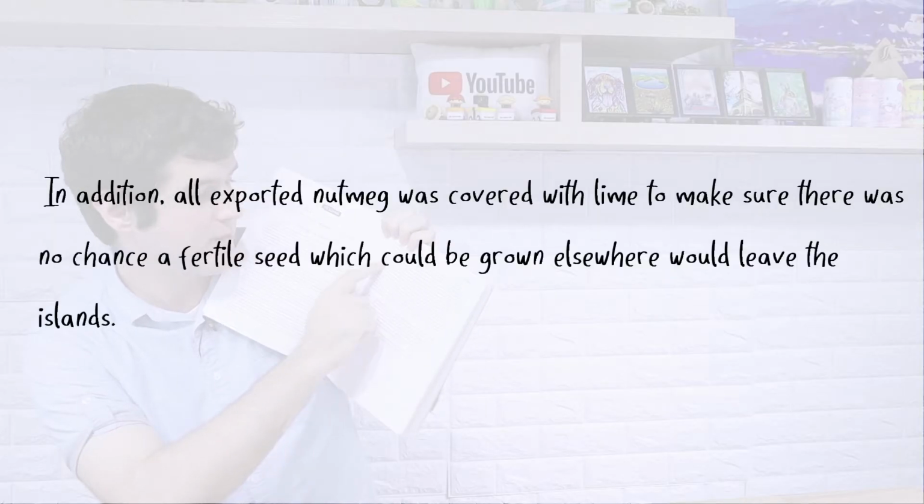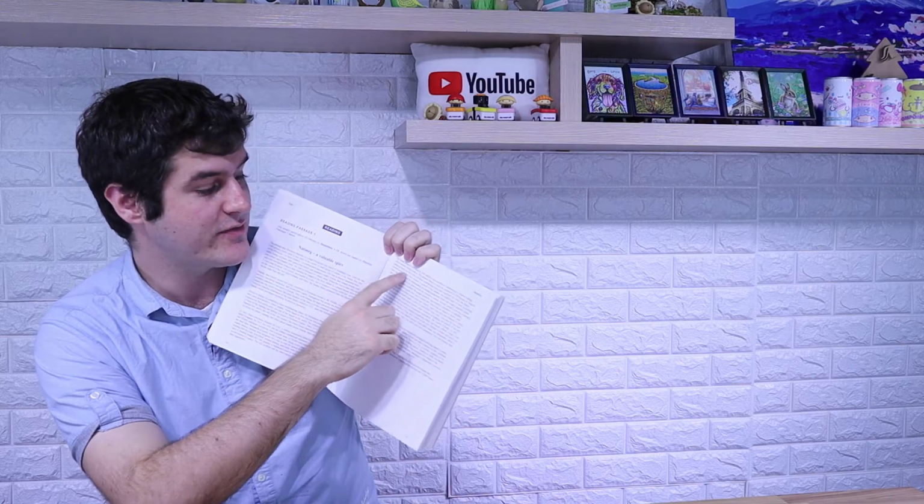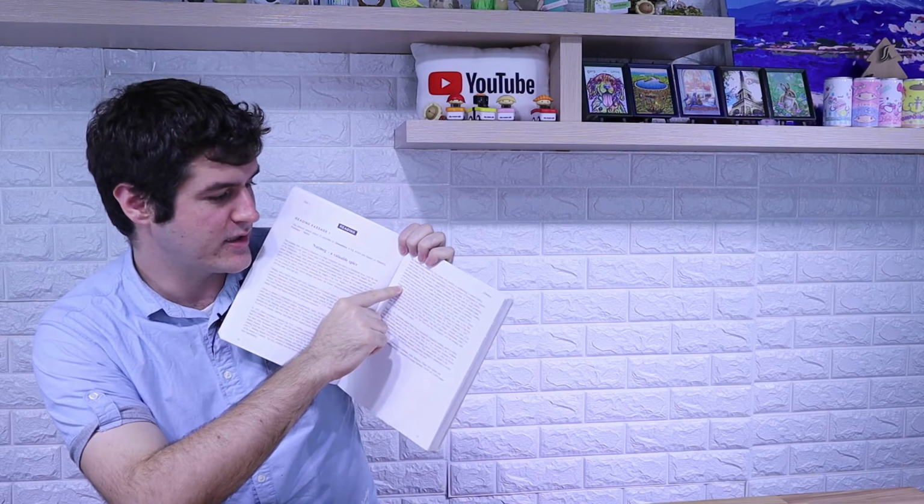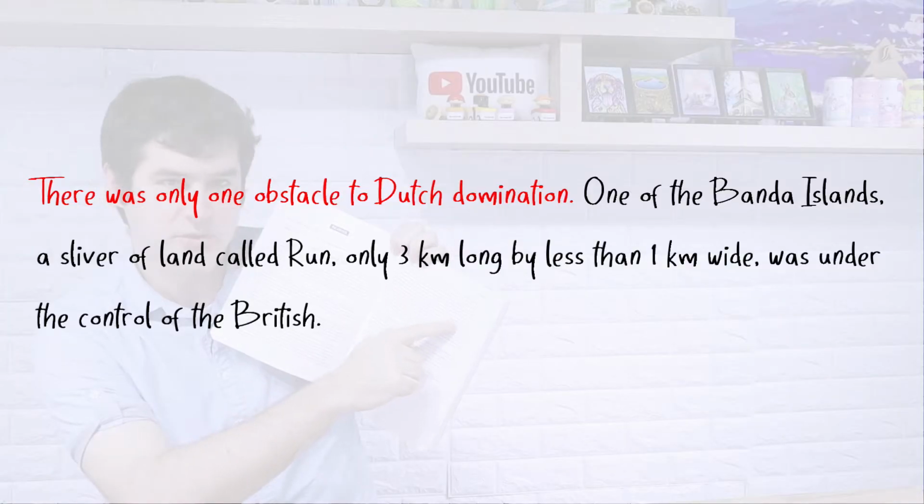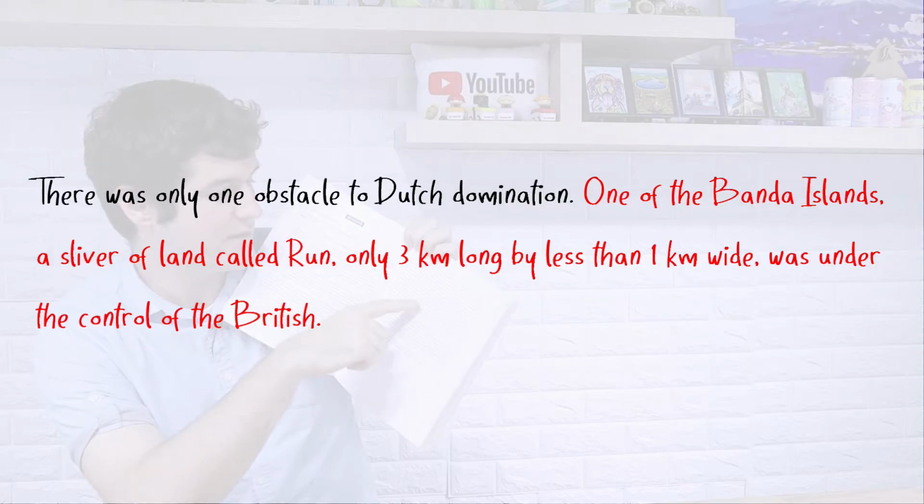In addition, all nutmeg... Okay. Basically, I'm not going to read the whole thing to you. I'm going to summarize what they said up top. Basically, when they said domination, what they mean is the Dutch had complete control over all nutmeg production. You can read for yourself over there, but that's what they meant by Dutch domination. Almost had complete control. One obstacle to complete control. So do they own them all? Not yet. The island of the Banda Islands are owned by the British.